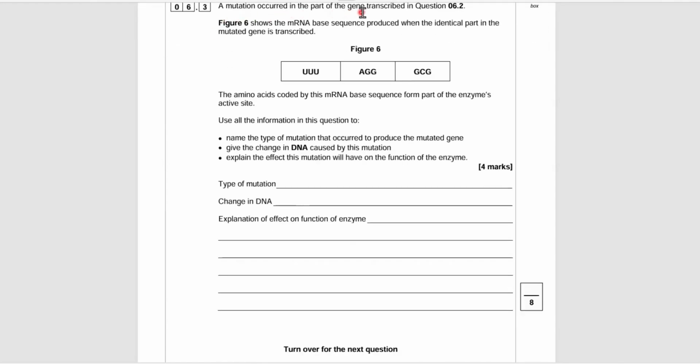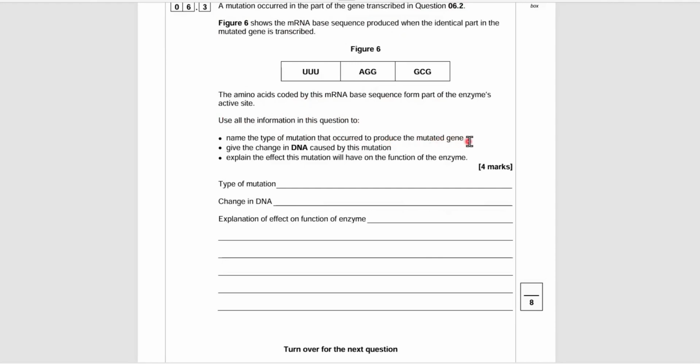Stingy AQA. 6.3. A mutation occurred in part of the gene transcribed in question 6.2. Figure 6 shows the mRNA base sequence produced when the identical part in the mutated gene is transcribed. So we've got UUU, AGG, GCG. The amino acid coded by this mRNA base sequence forms part of the enzyme's active site.